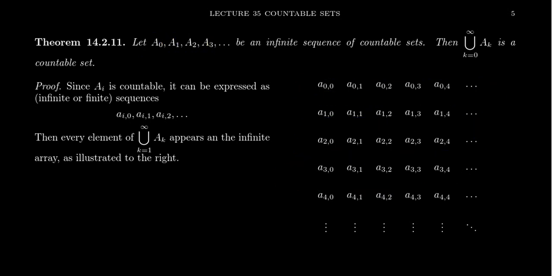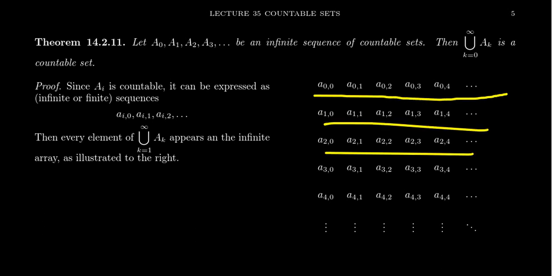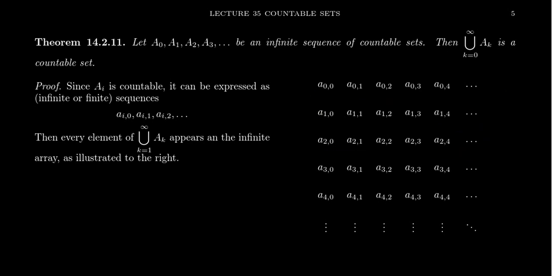We've arranged it here. And now every element will show up somewhere in this array because every element in A0 shows up in the first row. Every element of A1 shows up in the next row. Every element of A2 shows up in the next row. So every element will show up eventually inside of this thing. Be aware that this two-dimensional matrix is potentially infinite. Some of these rows might terminate after a while and the whole thing might terminate, I suppose, although we are assuming infinite rows in this situation. The columns might stop after a while. Anyways, every element inside this countable union will show up somewhere in this array.